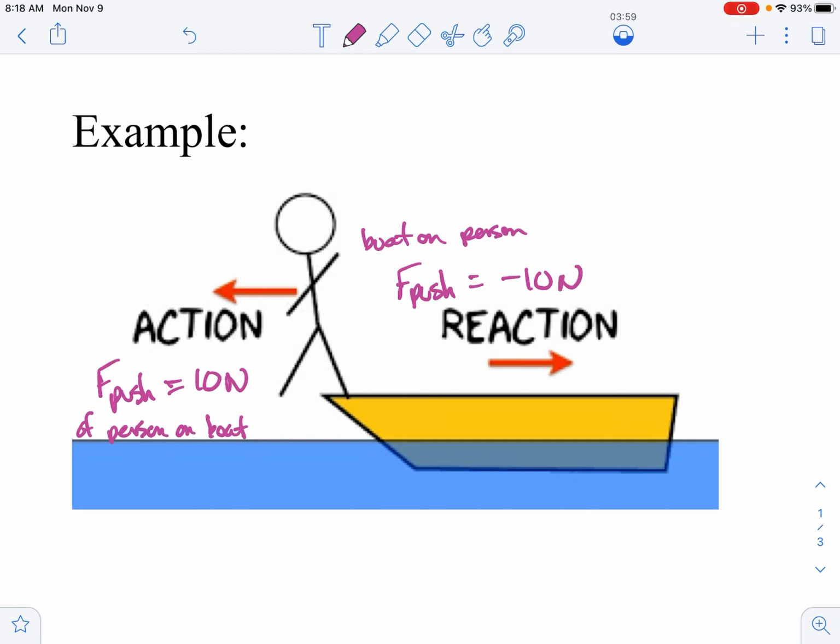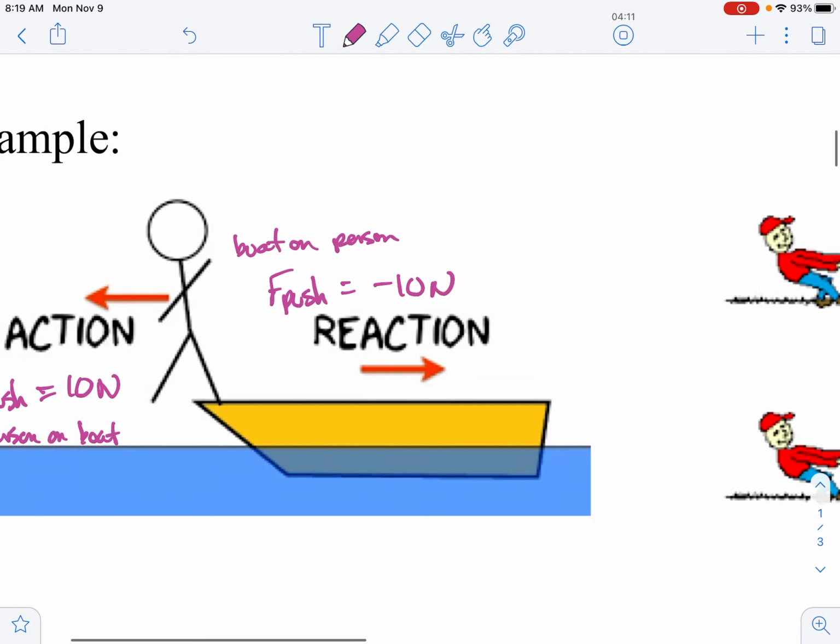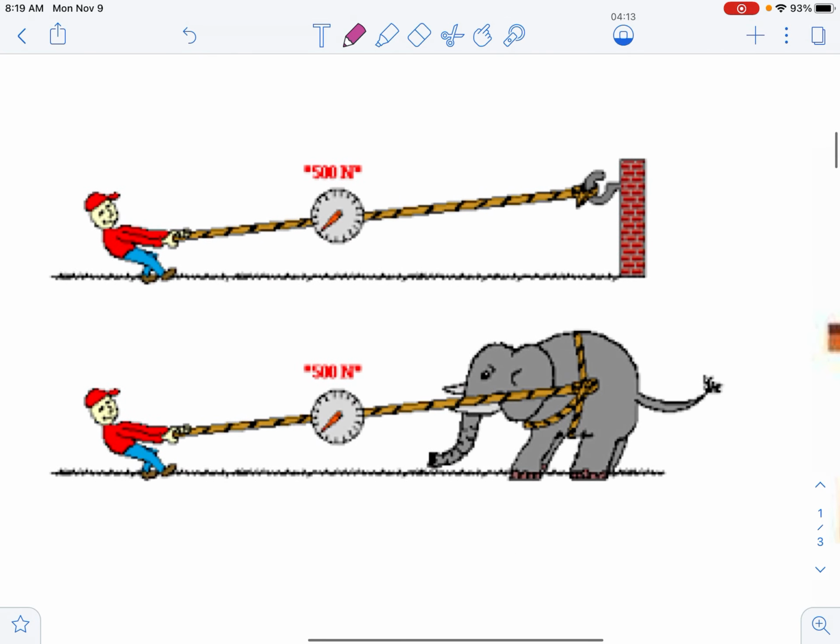Hey, wait, why did I make it negative? Good for you. We made it negative because it's going in the opposite direction. Okay, so if I have 10 newtons to the left, I have negative 10 newtons to the right. Equal and opposite. Okay, let's take a look at the second example here.